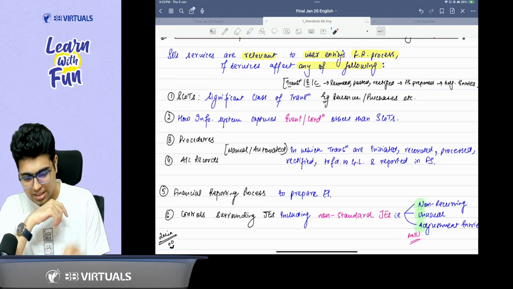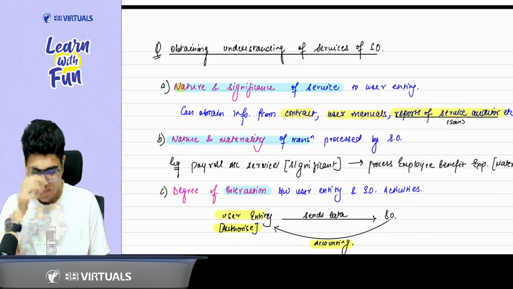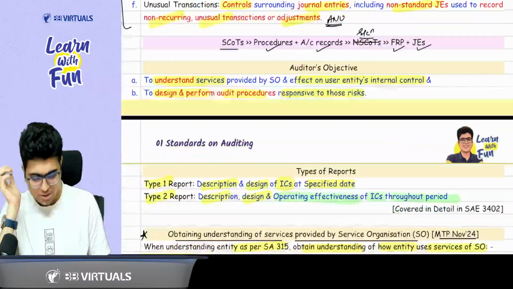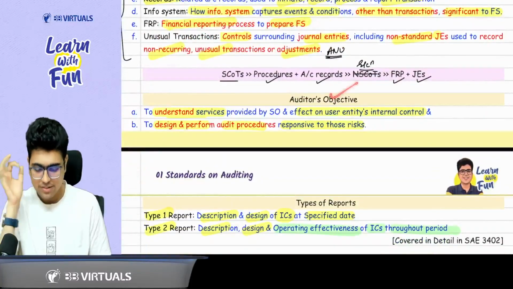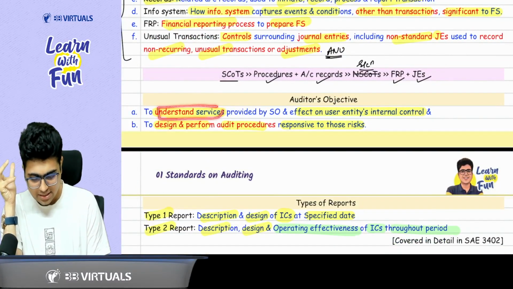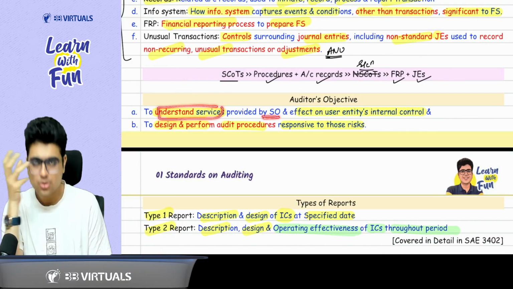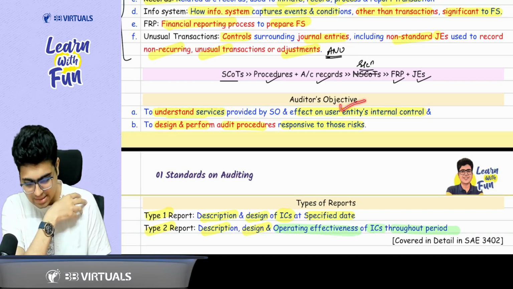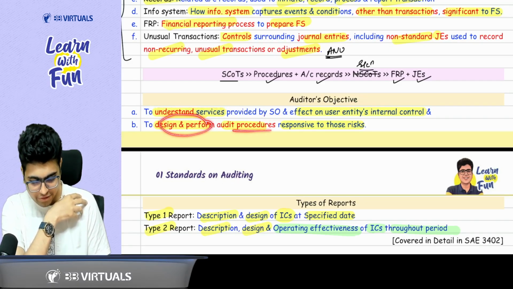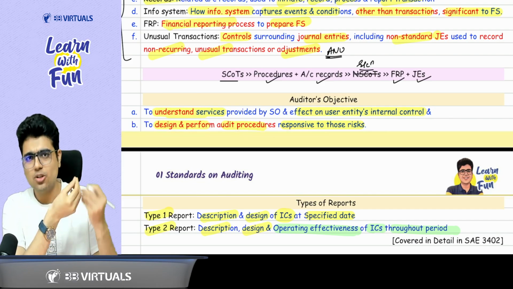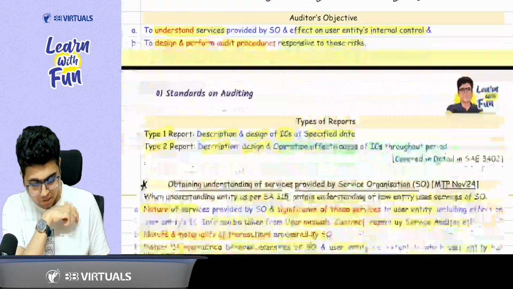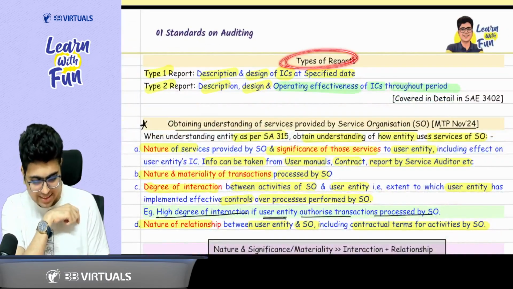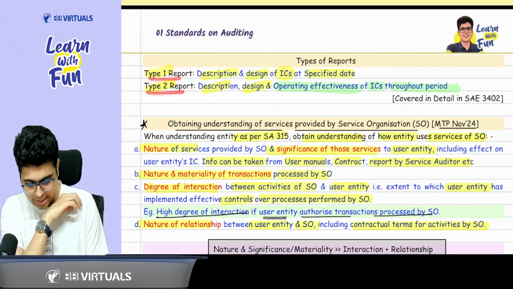Yes, sir. Then we move to the next concept. Acha, before we move to the next concept, let's just revise the auditor objective. Objective is to understand the services provided by service organization so that you can assess the risk of material misstatement. And once the risk assessment is done, you can perform the further audit procedure, that is the test of controls. Okay, sir.